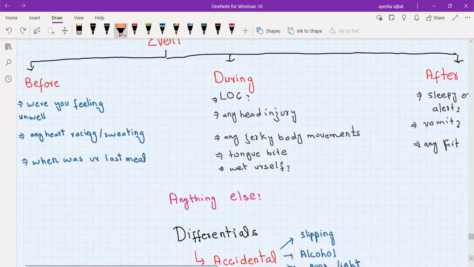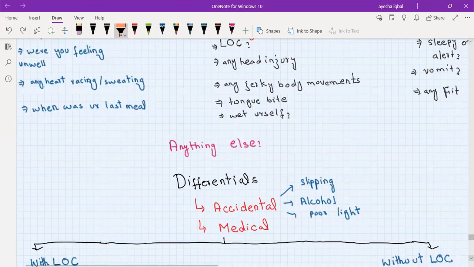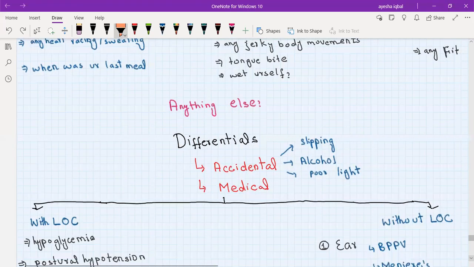All right, so you have taken an event type of history, that is before, during, and after. So this has covered pretty much everything, but still you will ask the patient, is there anything else that you would like to add on this? Is there anything else that you would like to tell me? Okay. Now, what are the differential diagnoses of fall?